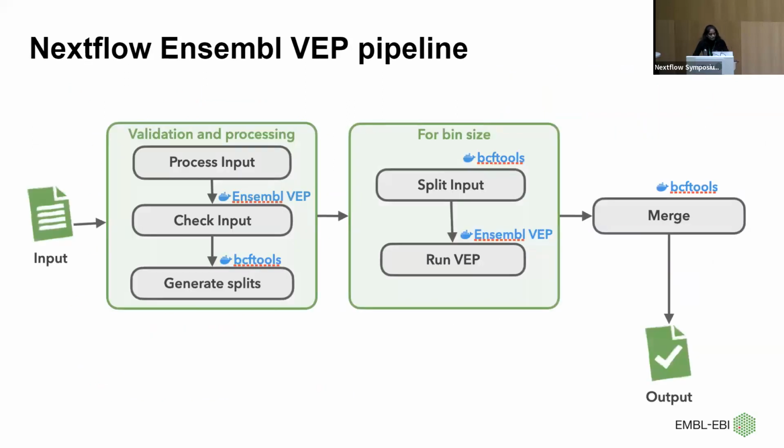To give you an idea about the pipeline itself, the pipeline takes an input variant file, and it performs some pre-processing and data validation checks. And depending on the user parameter or a default bin size, it splits the input file into multiple sub-files, and then runs Ensembl VEP on those multiple sub-files, and finally merges it into one single output file.